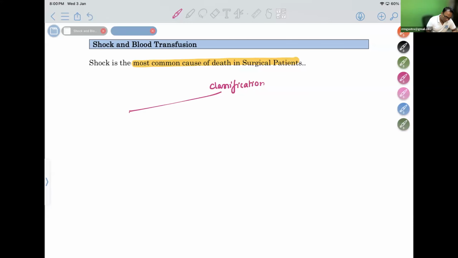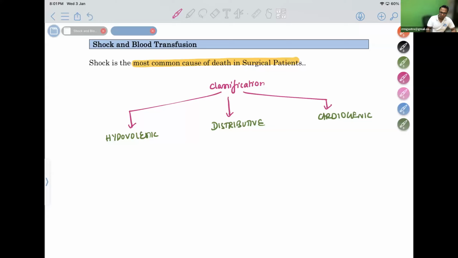So, classification of shock. Please don't forget the two important shocks discussed in surgery, only you have to write. But first of all, you should know the basic categorization, that is hypovolemic shock, distributive shock, and cardiogenic shock. So these are the main three headings for writing the shock.